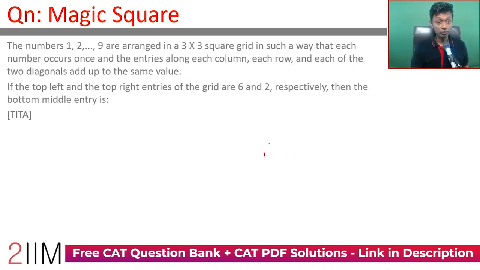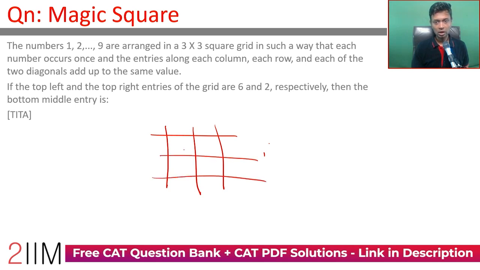Magic square. The numbers 1, 2, 3, 4 till 9 are arranged in a 3 by 3 square grid in such a way that each number occurs once, and the entries along each column, each row, and each of the two diagonals add up to the same value. If the top left and the top right entries of the grid are 6 and 2 respectively, then the bottom middle entry is?